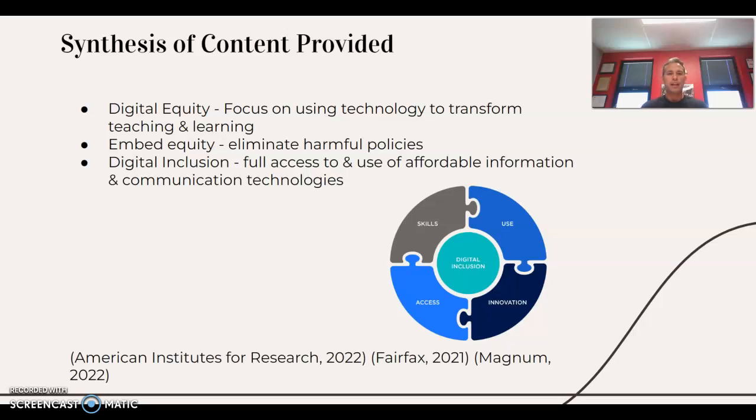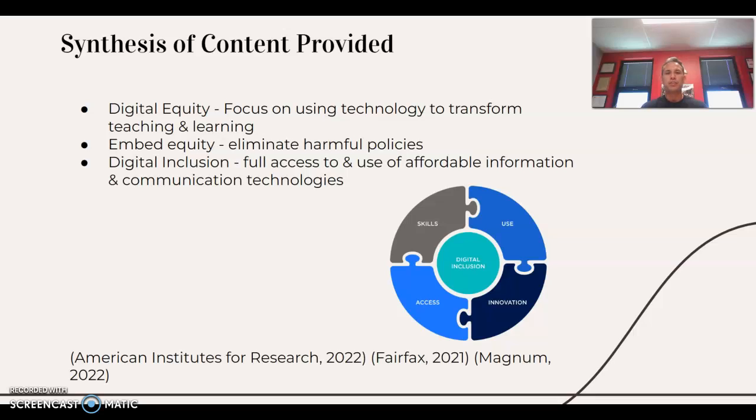So first, looking at digital equity. It's the focus on using technology to transform teaching and learning, keeping in mind the goal of providing greater access to high quality learning experiences for all students. And then we want to make sure that we're embedding that equity and eliminating harmful policies. Harmful policies can include limited access, grading inequities, financial hardships, along with many other things.